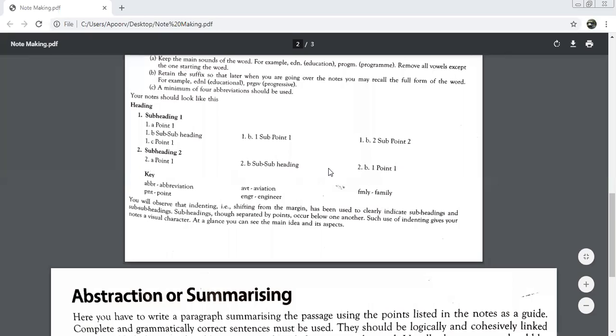2A is 1, 2B is 1. In 2B we have subheadings. How many subheadings do we have in 2B? We have only 1 point. Under 1B we had 2 points, subpoint 1 and subpoint 2. But in the second subheading, we just have 1 point. Now you can simply write 1A. No need to write these words. I'll show you. Okay, wait.